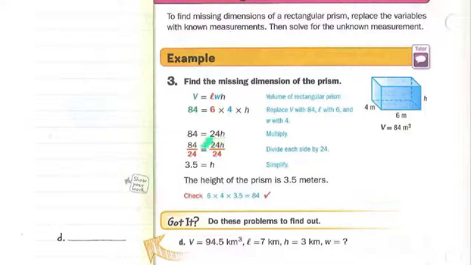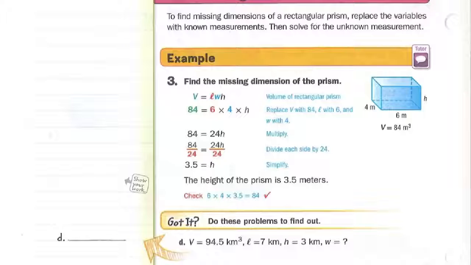In order to solve algebraic equations, which you guys are getting such a head start on because this is in Unit 4, to solve an equation like this, we have to undo the multiplication that's happening to h. To undo multiplication, we do the opposite operation, which is division. Whatever we do to one side of an equation, we must do to the other. So here you can see that we are dividing both sides by 24. When we do that, we find that the answer is 3.5. Okay? So the height would be 3.5.